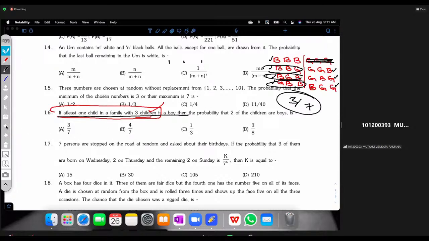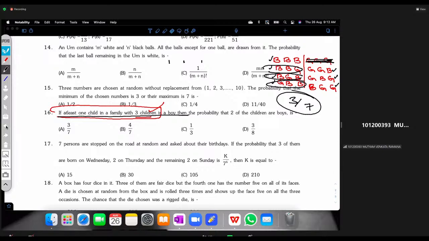Yes, 16th question. Here, at least one child of a family with 3 children is a boy. So 3 children, how many possibilities are there? 8 possibilities. The first child can be a boy or girl, the second child can be a boy or girl, the third one also can be a boy or a girl. So 8 possibilities, but they clearly mentioned one of the children is a boy. Minimum one child is a boy. So the all-3-girls case is ruled out. So out of 7, how many are favorable? 2 boys, those are 3. So 3 out of 7.